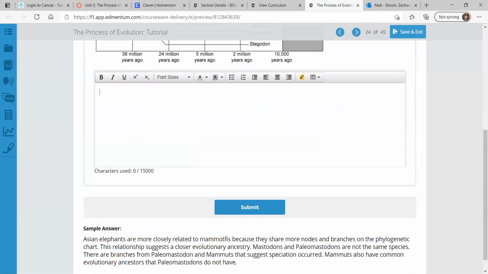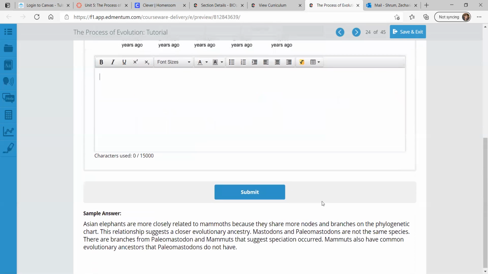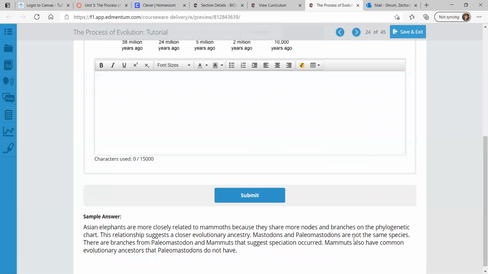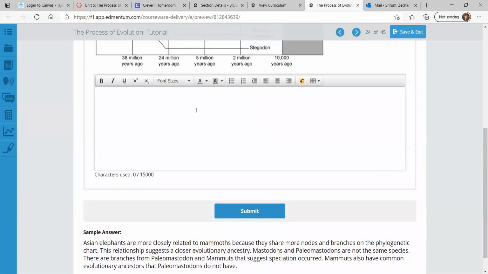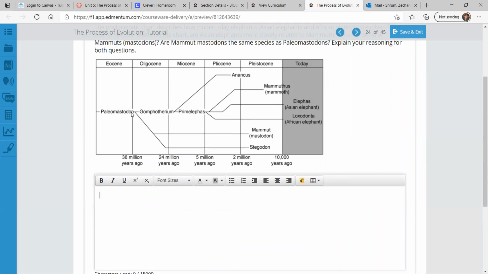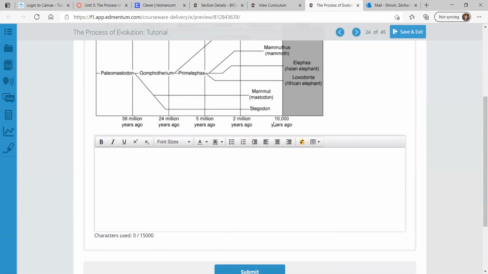Asian elephants are more closely related to mammoths because they share more nodes and branches on the phylogenetic chart. This relationship suggests a closer evolutionary ancestry. Mastodons and paleomastodons are not the same species because they branch out here. So here's paleomastodon, and then we have a branch, and then we have a branch break again, and then there's the mastodon. And Asian elephants, see how closely related they are to mammoths. So they're very close.